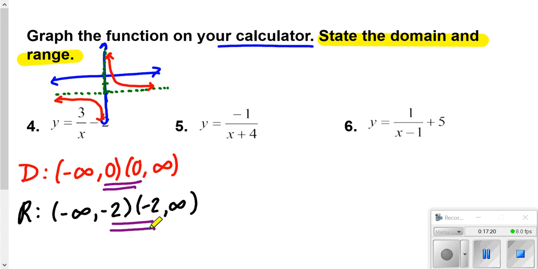I'm sorry, I took over one of your practice questions. I would like you to go and graph on your calculator number 5 and number 6, draw a quick little doodle sketch, and tell me the domain and range. I want you to pause the video and try them both. That's how you get the practice to do well. Then come back in a minute when you are ready to check.